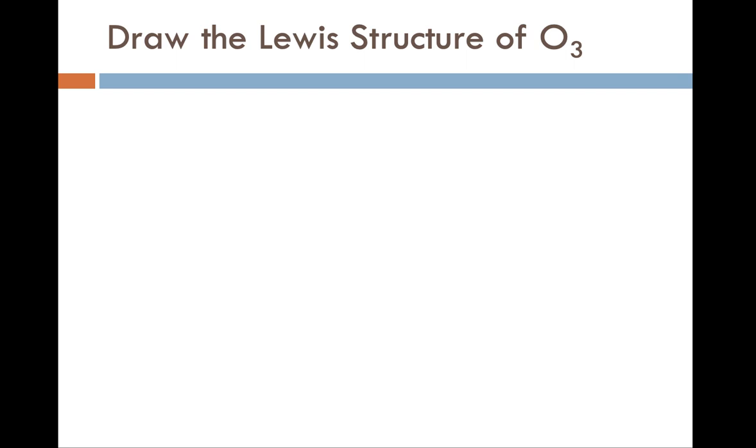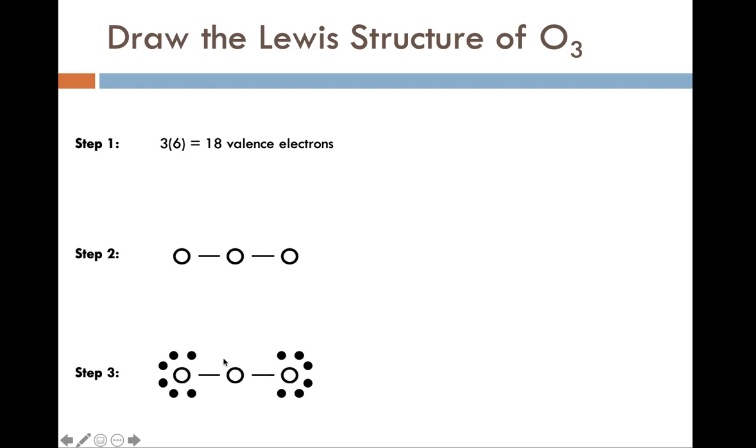For ozone, we're still going to go through the process as normal. We have 3 oxygens. They each have 6 valence electrons, so that's 18 total. We just pick one oxygen to be the middle, with both oxygens attached to it. Fill the outer octets. That's going to take up 8 electrons on each outer oxygen, so 16 total. Started with 18. That means we get 1 lone pair on the central oxygen.